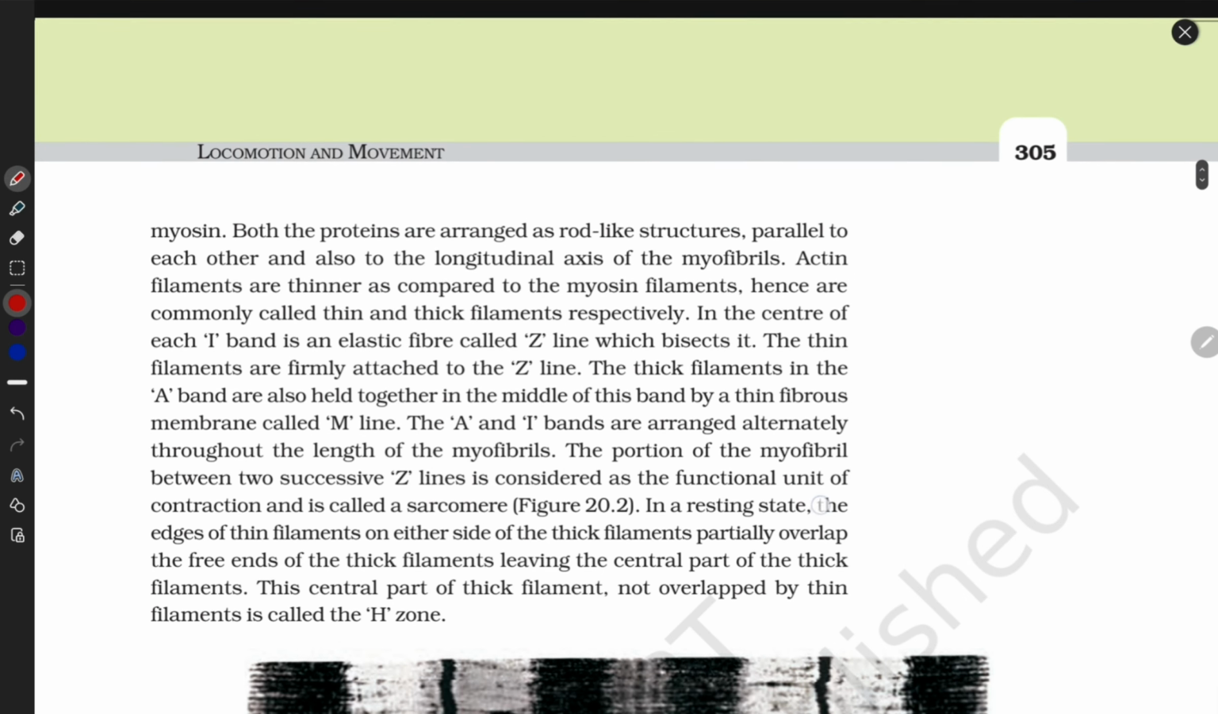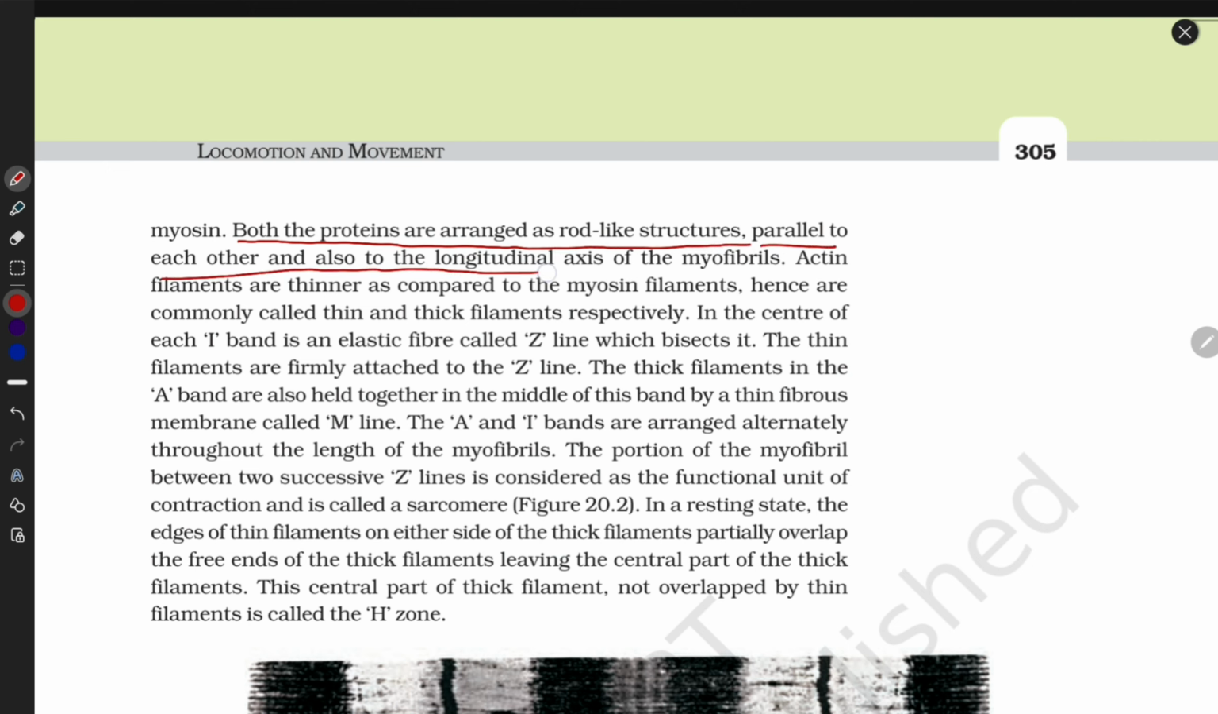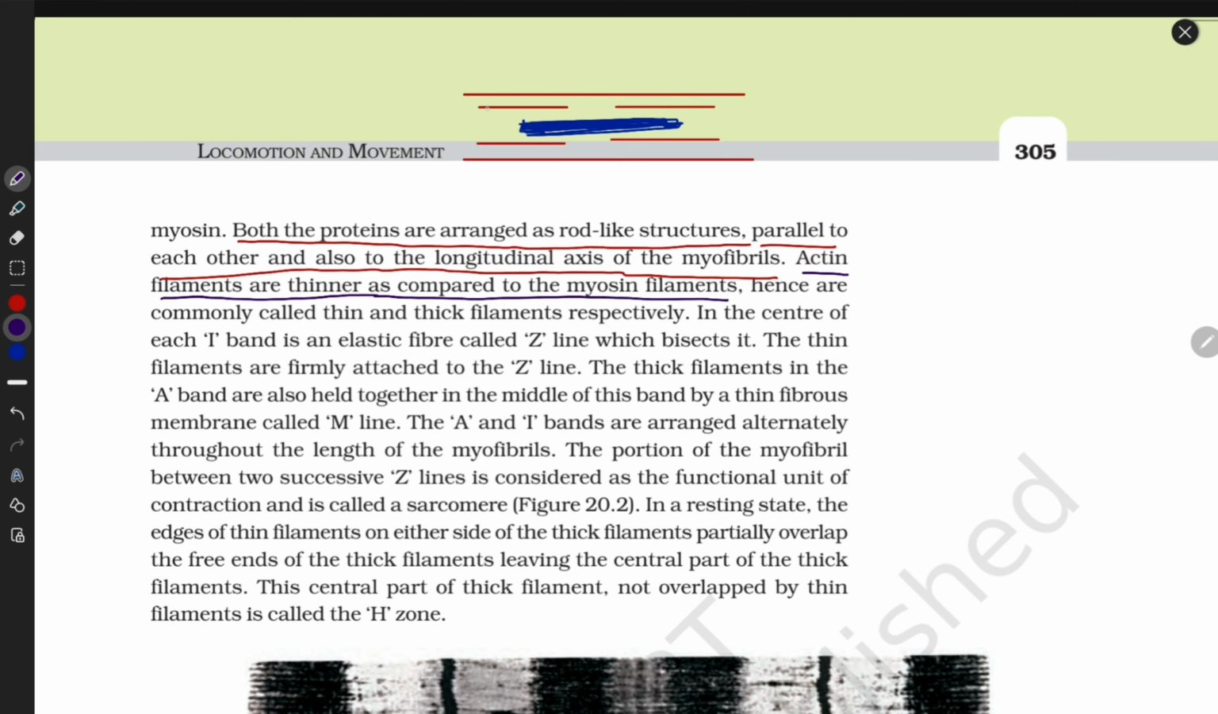Alright guys. Both the proteins are arranged as a rod-like structure parallel to each other and also to the longitudinal axis of myofibrils. We saw this thing now, how they are arranged. They are rod-like in structure. Look at here, they are arranged longitudinally. This blue part is myosin and red part is actin. Clear guys? Now let's move further. Actin filaments are thinner as compared to the myosin. Of course, actin filament is thinner and myosin is thicker.